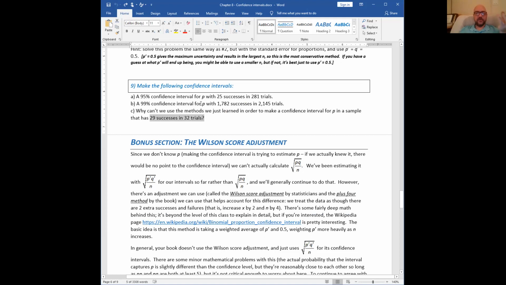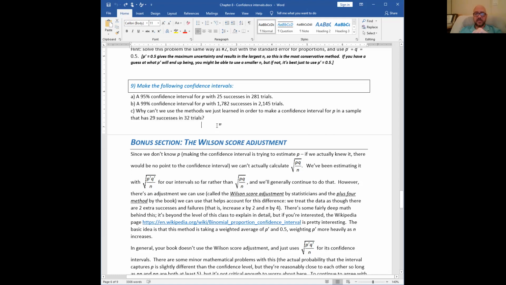We could still make a confidence interval here. We would just have to use a slightly different method, and I'm not going to worry about that. We do it by assuming that the sampling distribution is not normal, but is instead a binomial distribution. I'm not going to worry about doing that right now, though. The basics are 29 successes and 32 trials is not enough failures. It's only 3 failures.